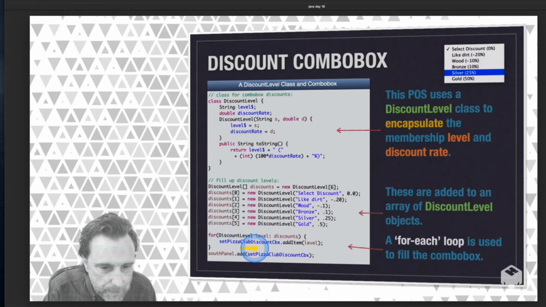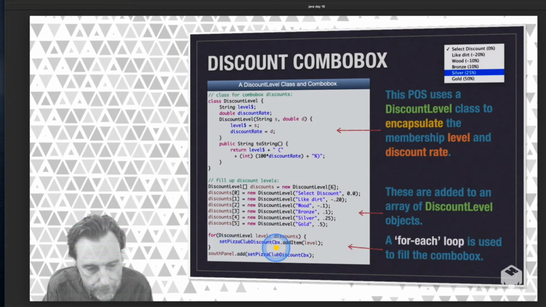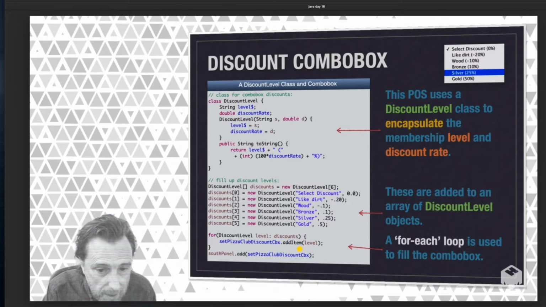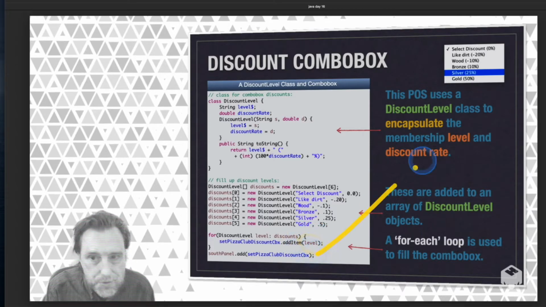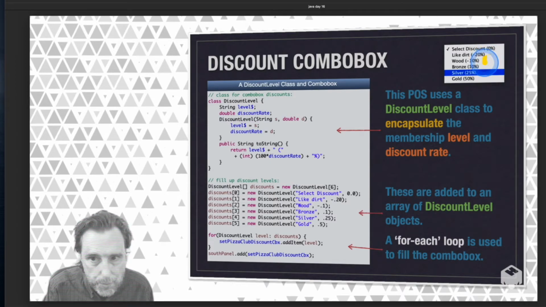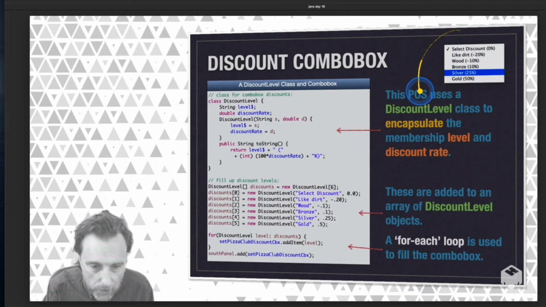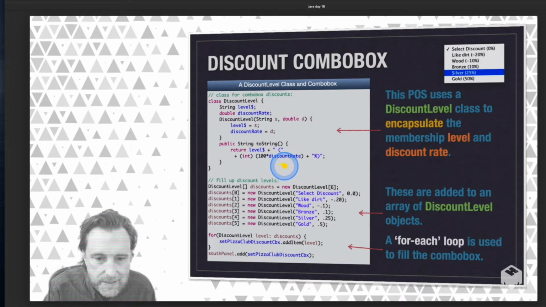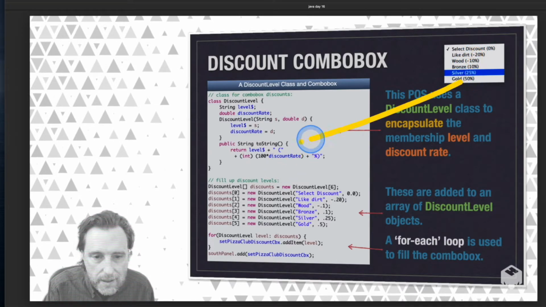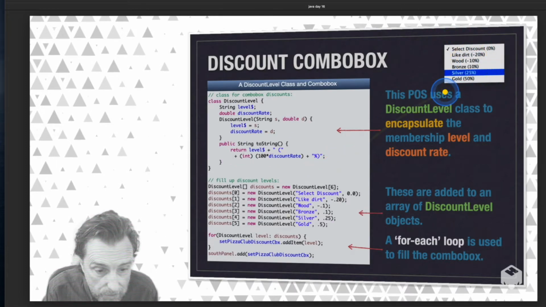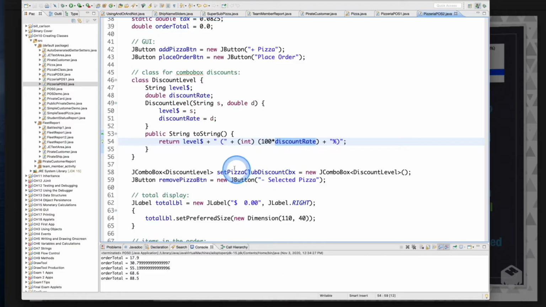My combo box is called Set Pizza Club Discount CBX, for combo box. We use the addItem method to add something to the combo box, and I add the level. This will display in the combo box like this. Select discount, like dirt, wood, bronze, silver, gold, formatted just like we want because of this toString method. When the combo box displays the contents of these array elements, it uses toString to get their text representation to make it look however we want it to look. So that's the setup of the discount combo box that I've got up here at the top of the code.